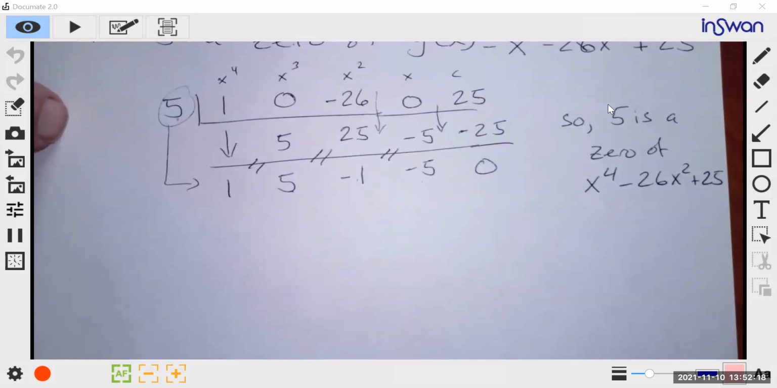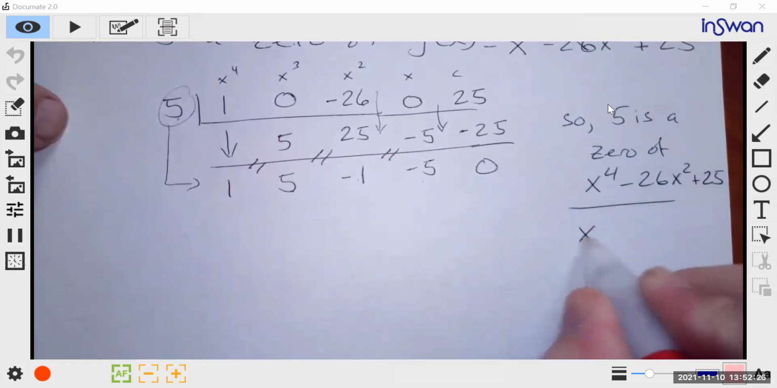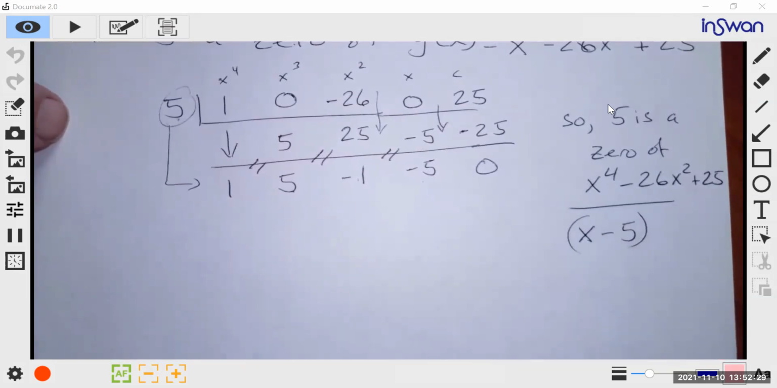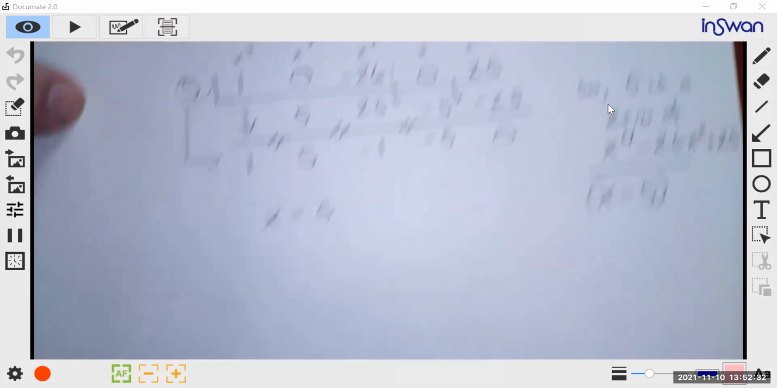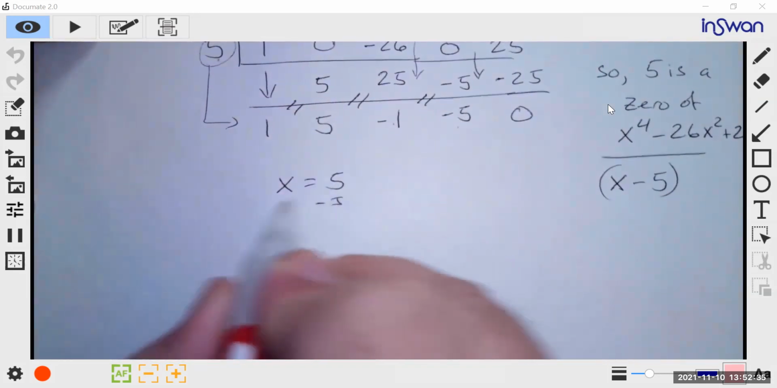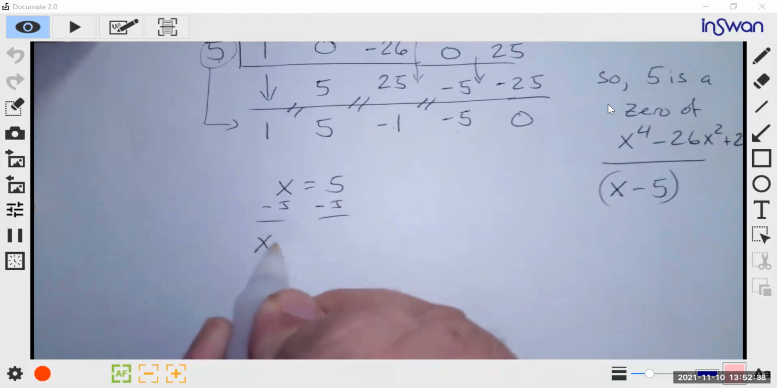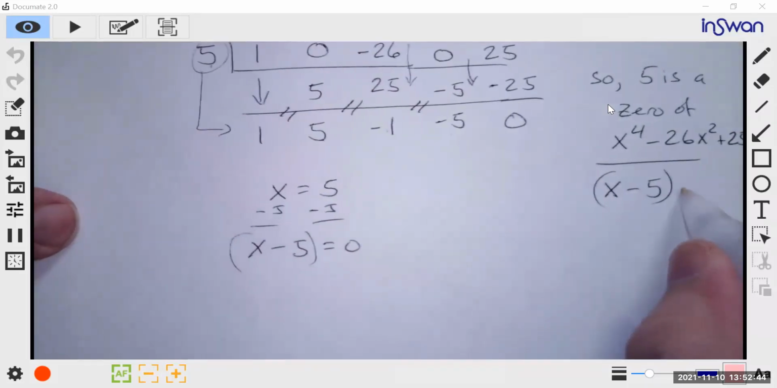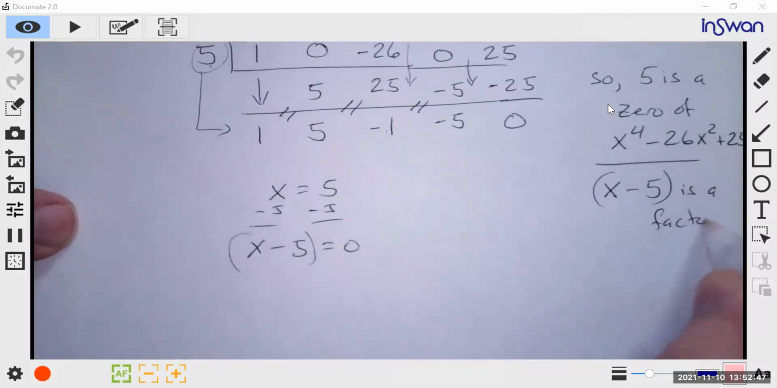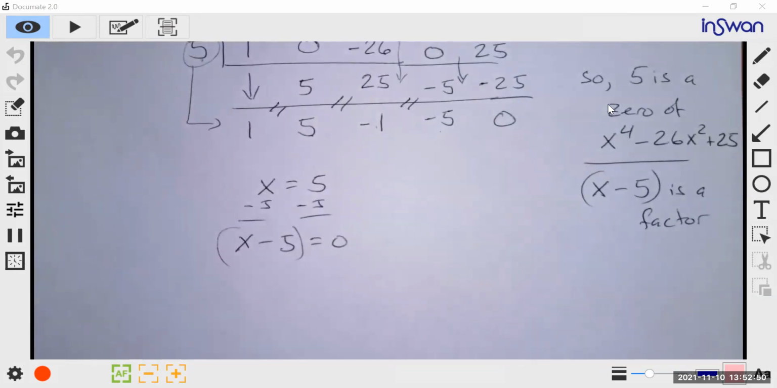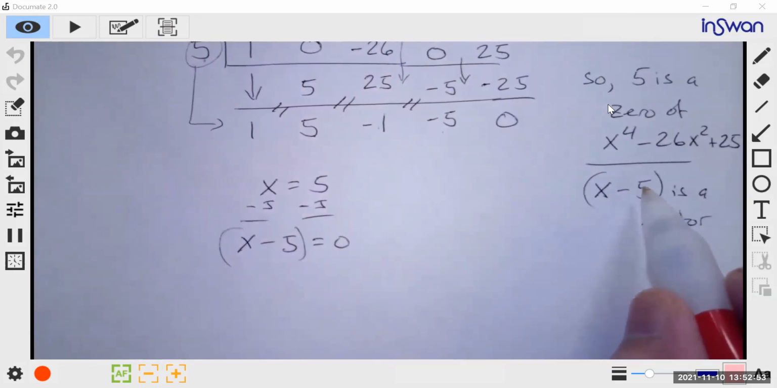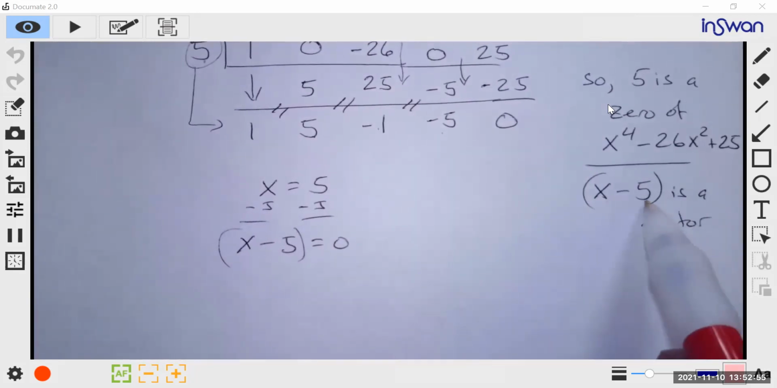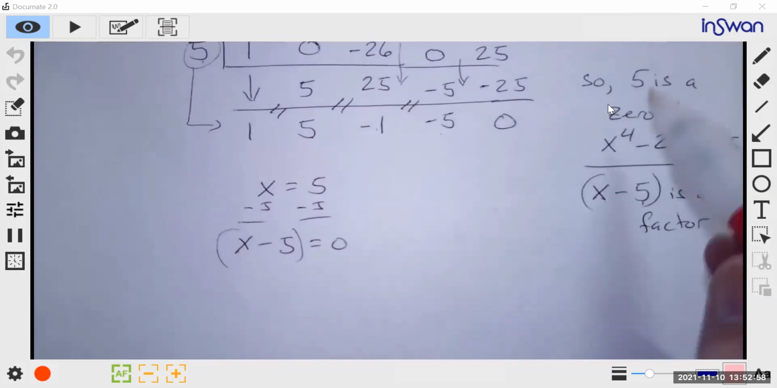If 5 is a 0, then what's a factor? Yeah, because if x equals 5, then we have to subtract 5 to make it equal 0. So this is our factor. X minus 5 is a factor. Remember, you have to start thinking backwards. Because if I gave you x minus 5, what would you put for synthetic division? You'd put 5. So it's always the opposites.